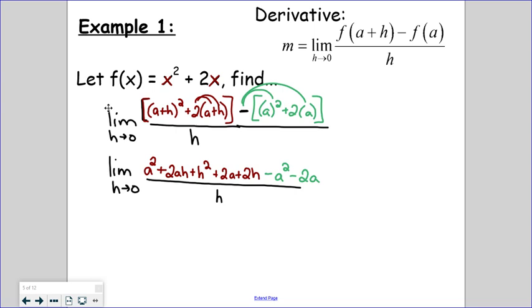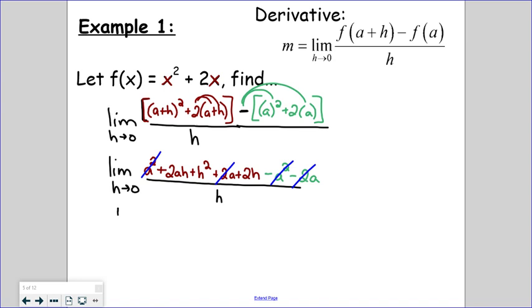Okay. Clean that up even more. What you're going to notice is some things are going to end up simplifying here. I've got an a squared minus an a squared. Okay, well, those would just cancel each other, right? I've also got a 2a minus a 2a. Those are going to cancel each other. Okay. And what I have left, 2ah plus h squared plus 2h. You notice all of those, I said the letter h, right? 2ah, h squared, 2h. All of those have a GCF of h.